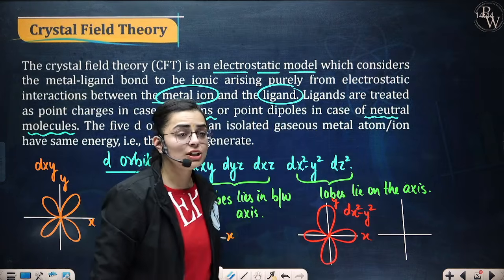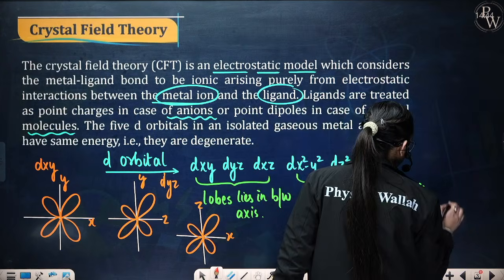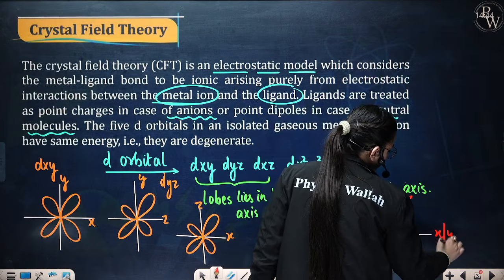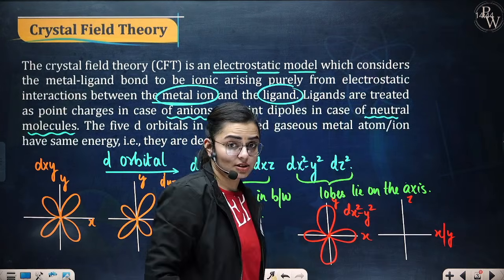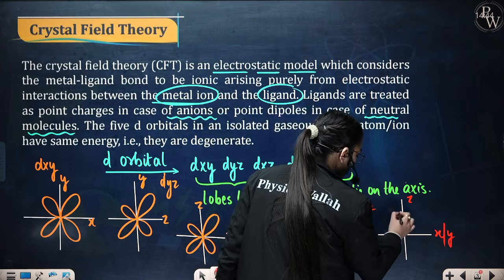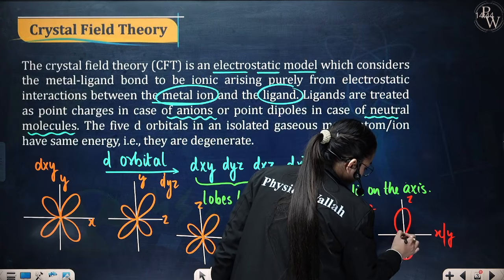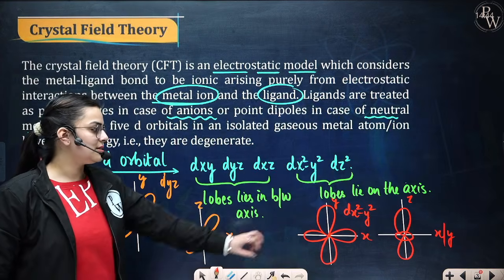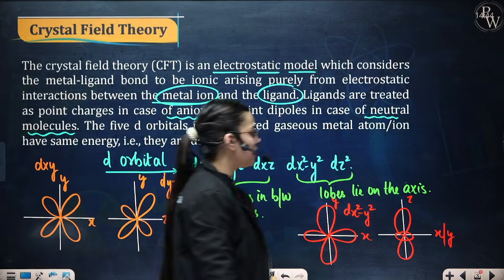And if I talk about dz square, that means this is our z-axis, and you can take these as x and y respectively. In the case of dz square, you shall see that a lobe will lie on the z-axis and one lobe will be like this, in the form of a ring. So this is basically the dz square case. Am I right?